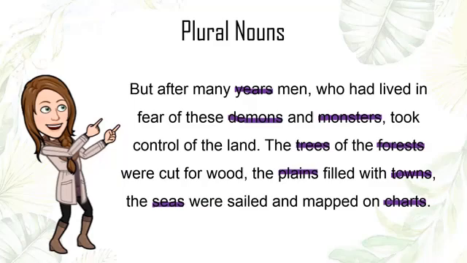But we also have one irregular plural noun in this text. Can anybody see it? For those of you who can't or didn't catch on to it, the correct answer is men. Men is the plural form of man, and it is an irregular plural, meaning that it doesn't follow any of the rules.